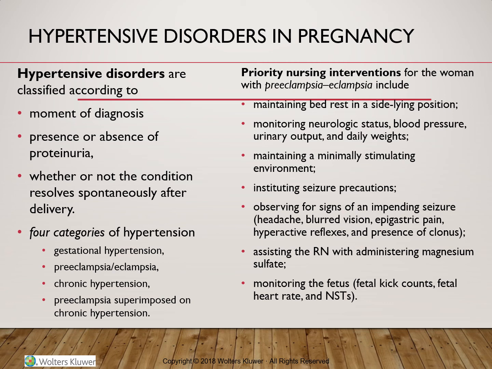In terms of manifestation, the blood pressure will be greater than 140 systolic or 90 diastolic, developing after 20 weeks of gestation and documented on at least 2 different occasions, accompanied by proteinuria that will be measured on a stick. They may also present with edema or weight gain.